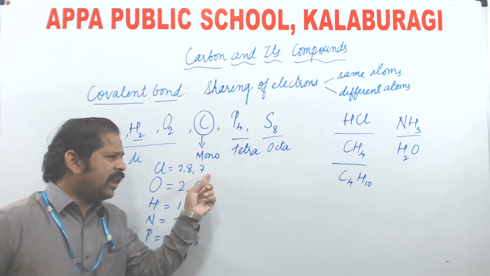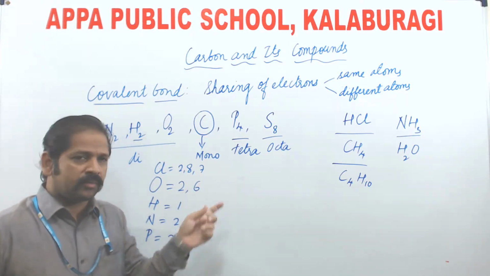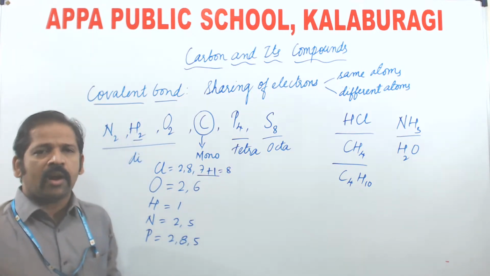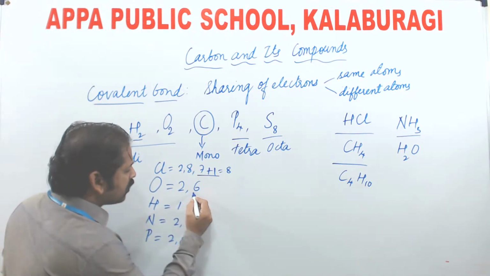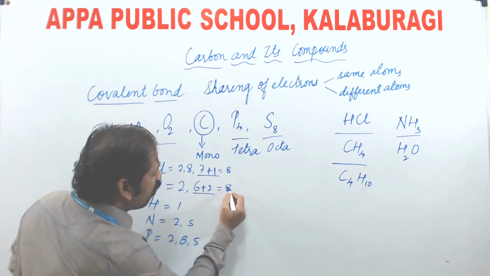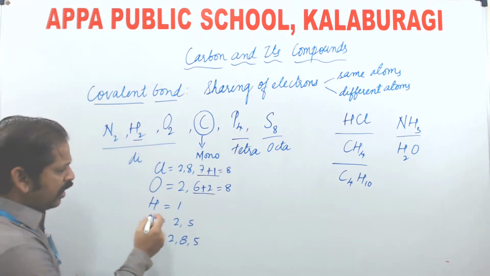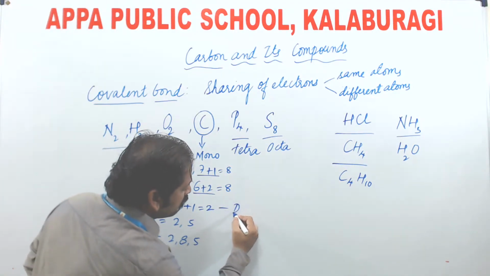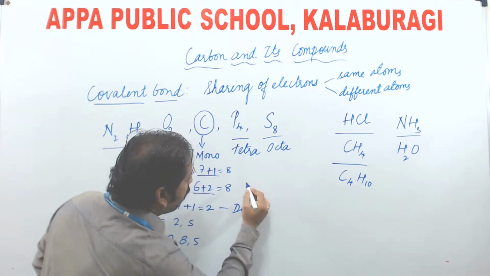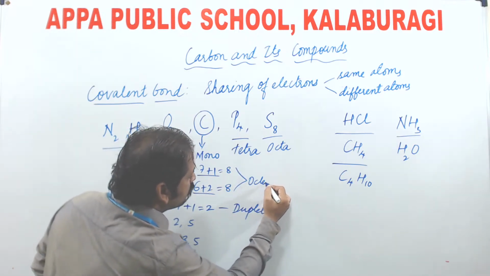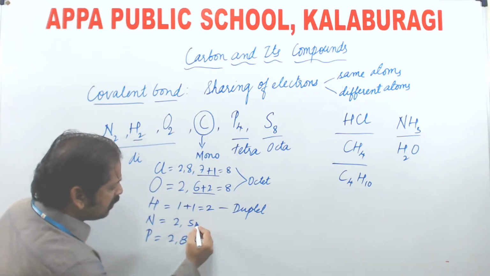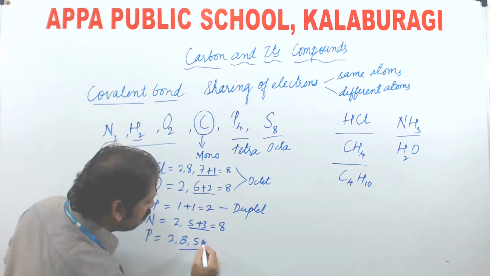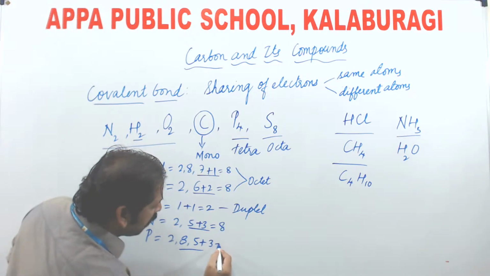Chlorine needs only one electron to become octet, 7 plus 1 to become 8 in the outermost orbit. Oxygen needs 2 electrons to become octet. Hydrogen needs 1 electron to become duplet, only duplet here. These are octet. Nitrogen needs 3, and phosphorus needs 3 electrons to become 8.